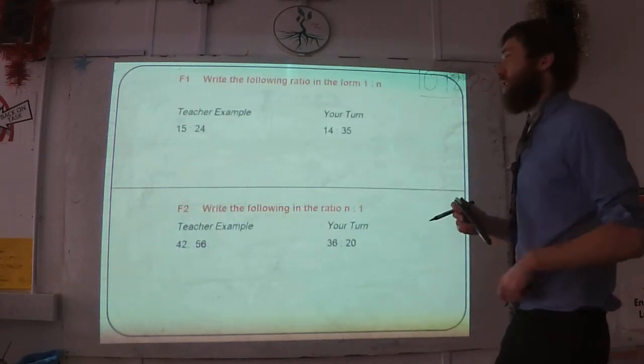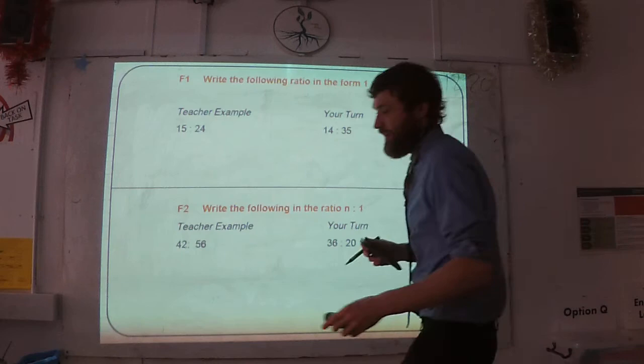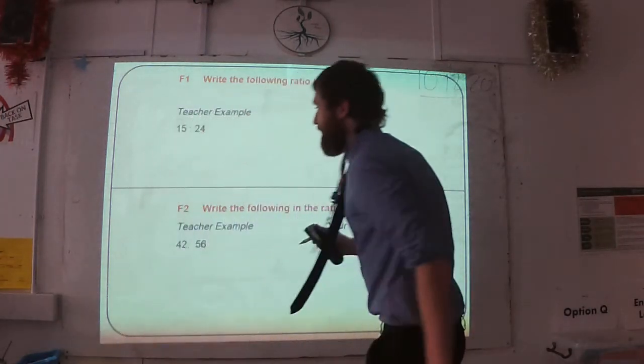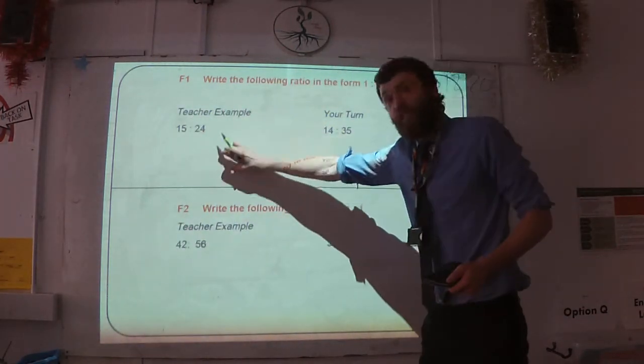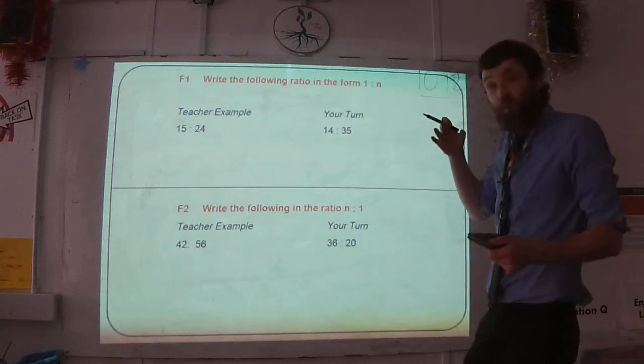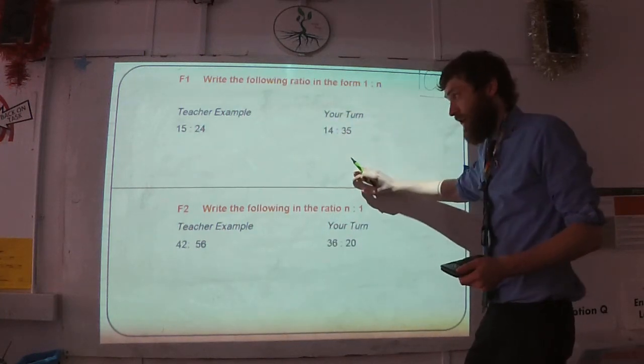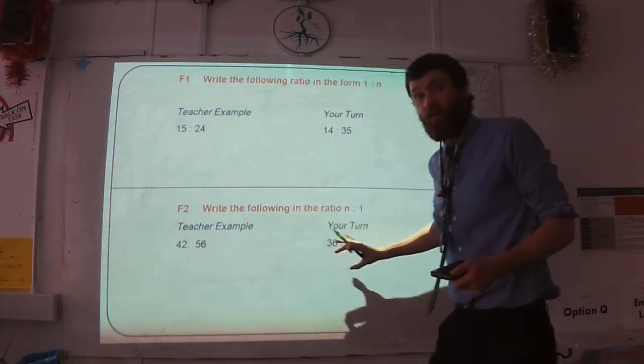Right, first thing first, we're going to go through these two examples. I'll pick that up in a second. Right, I'll go through this teacher example, and then you can pause the video and then do that, and I'll write the answer up, same with this and that.